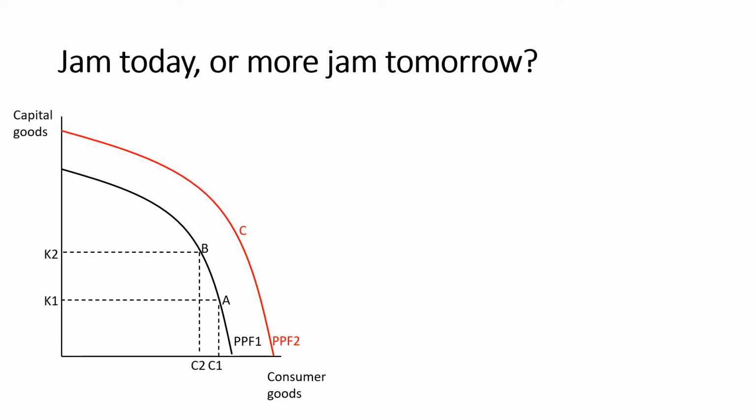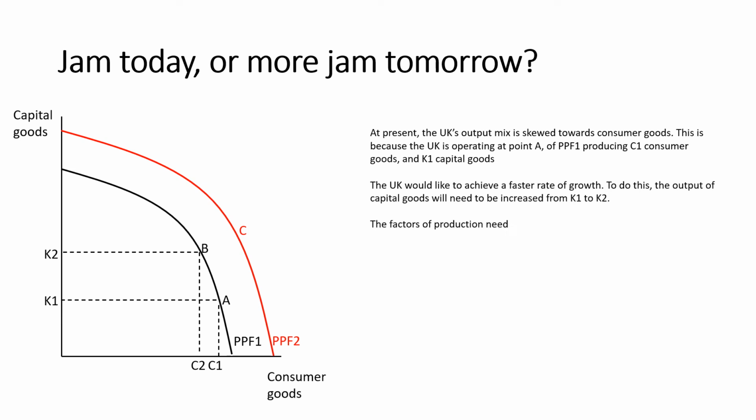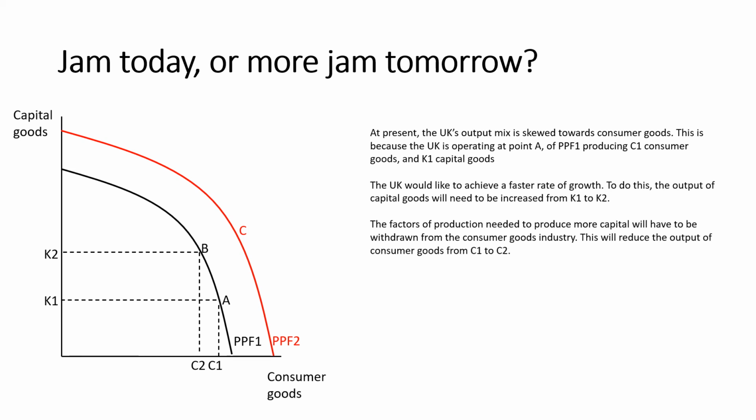And as you can see from point C, at that point we'll be able to enjoy both more capital and more consumer goods. So if we recap, at present the UK's output mix is skewed towards consumer goods. This is because the UK is operating at point A of PPF1, producing C1 consumer goods and K1 capital goods. The UK would like to achieve a faster rate of growth. To do this, the output of capital goods will need to be increased from K1 to K2. The factors of production needed to produce more capital will have to be withdrawn from the consumer goods industry. This will reduce the output of consumer goods from C1 to C2.